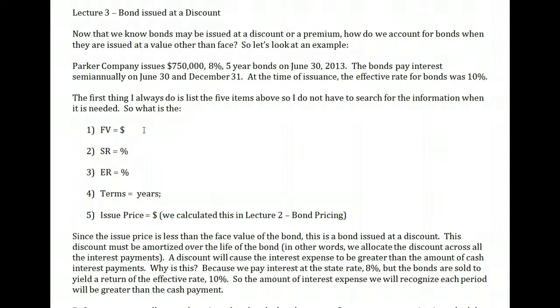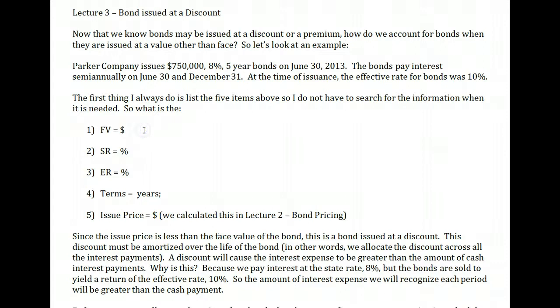So let's look at the example again where we issued the bond at a discount and see how we account for a discount on a bond. So again, Parker Company issues 750,000 8% 5-year bonds on June 30th. The bonds pay interest semi-annually on June 30th and December 31st. At the time of issuance, the effective rate for the bonds was 10%.